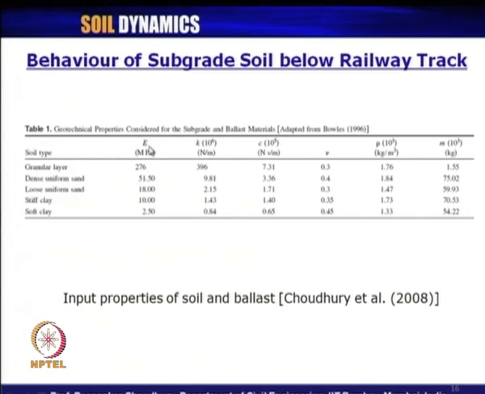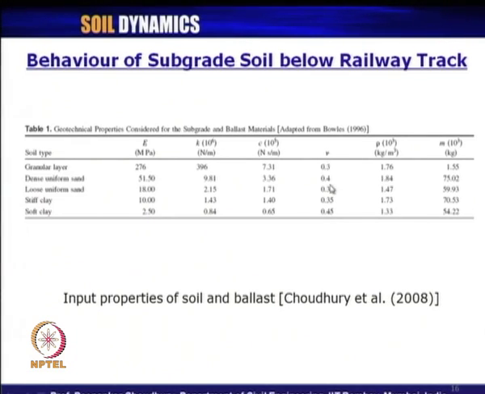properties we had considered. E, Young's modulus in MPa, and K, that is stiffness, we had calculated. Once we know E, Poisson's ratio is also known to us. These are standard values we had taken. You can see for ballast layer it is 0.3, for dense uniform sand 0.4, loose uniform sand 0.3, stiff clay 0.35 and soft clay close to 0.5. So, 0.45 we had considered.